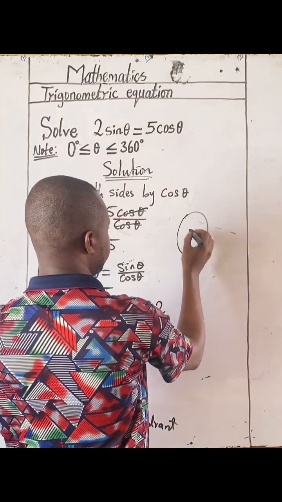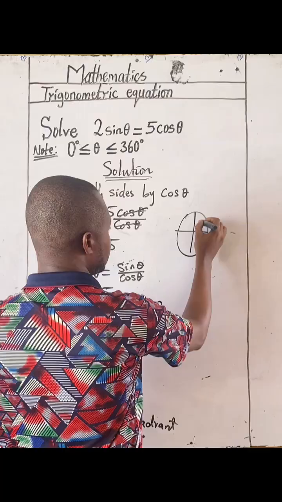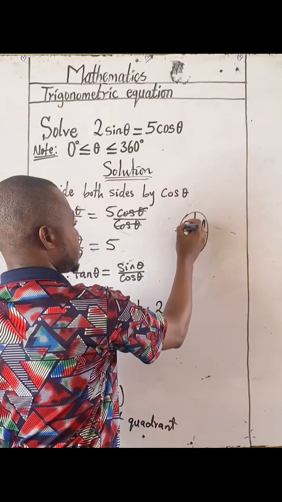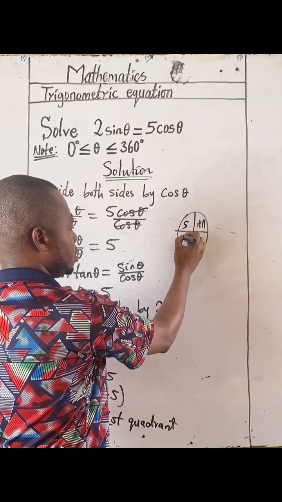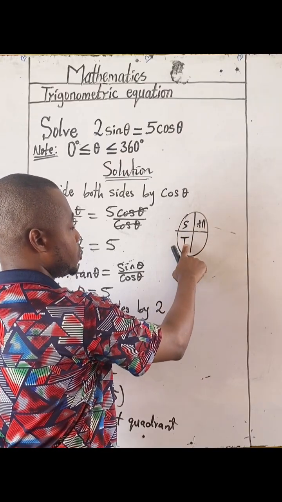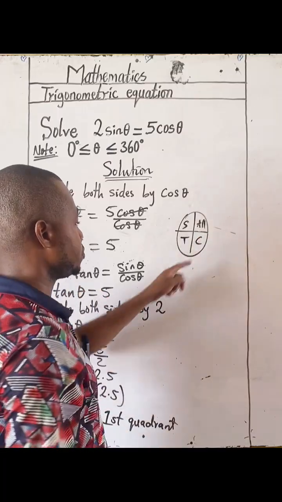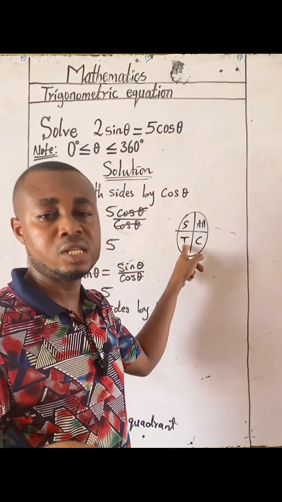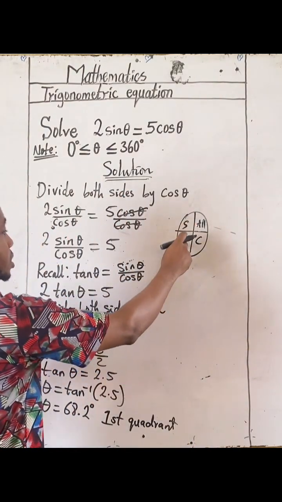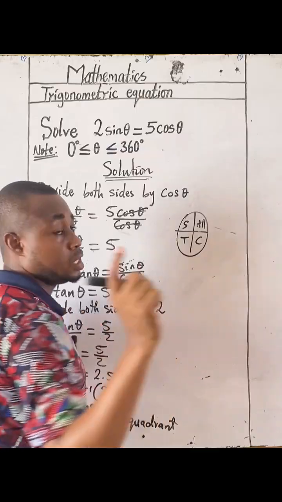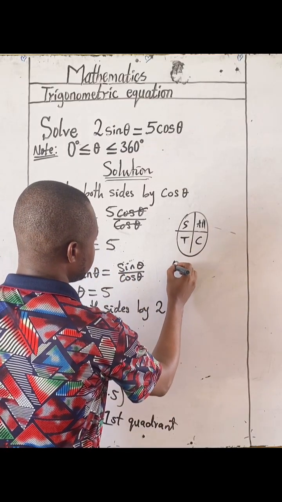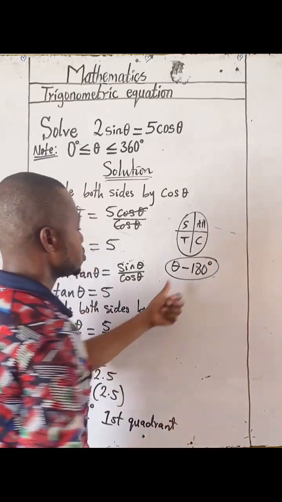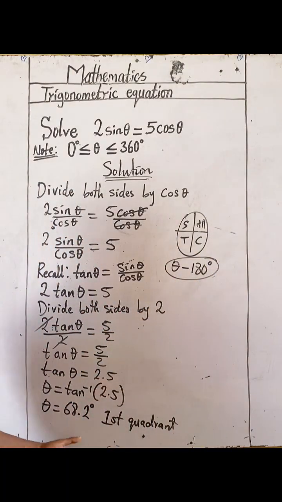So if you have a case like this, here is where all trigonometric functions are positive. Then only sine is positive here. T here is positive, then C here is positive. So first, second, third. So in the third quadrant, tan is also positive. So we need to record that. And where tan is positive, the equation becomes theta minus 180 degrees. That's what you get. So this, we plug it in here to get a value.